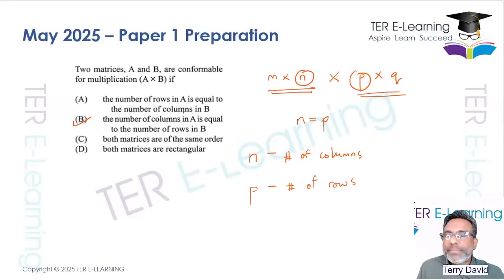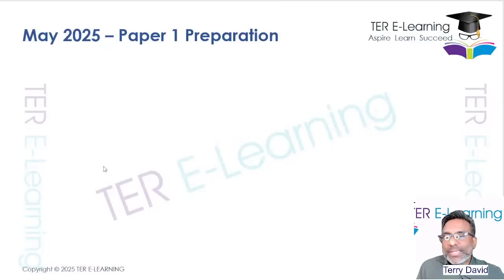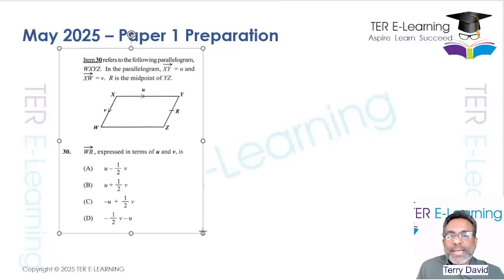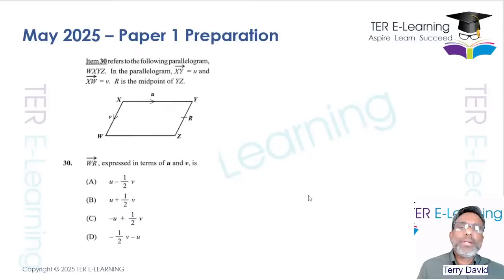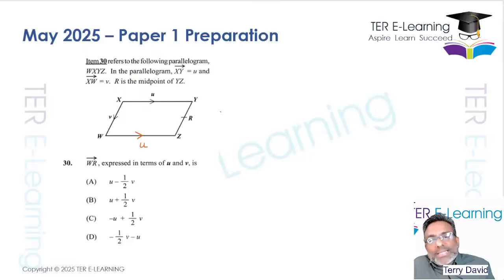Let's try the next one here. Now I'm only selecting the challenging questions in some of these papers, and things that may or may not show up tomorrow. So we have a parallelogram here. In the parallelogram, XY is u, XW is v, and R is the midpoint of YZ. So based on the information here, if I were you, I'd write down all the vectors that I know. So this here has to be u, and when I'm going in this direction here, that vector has to be v. Now, question one, what is the vector WR?